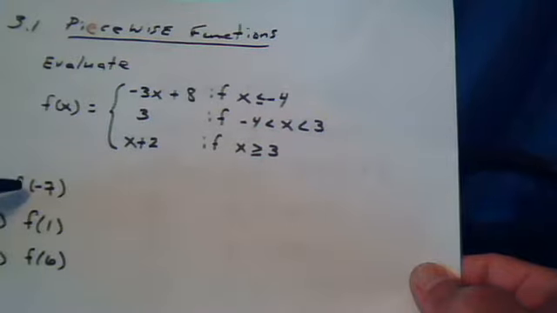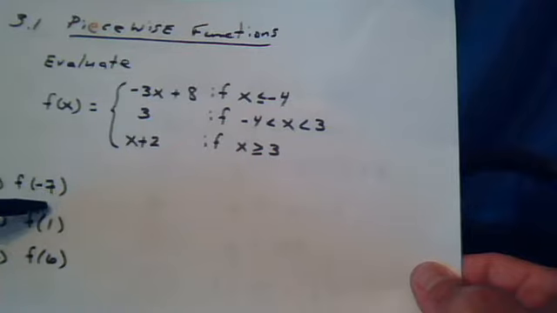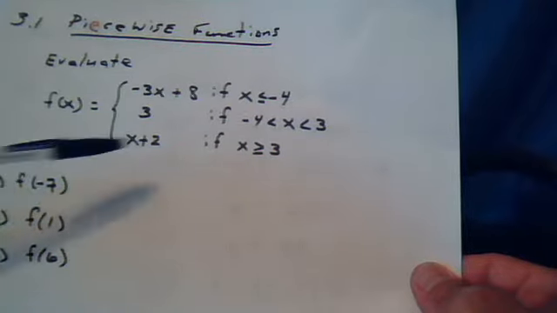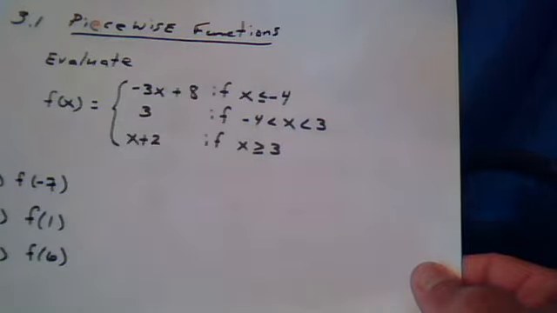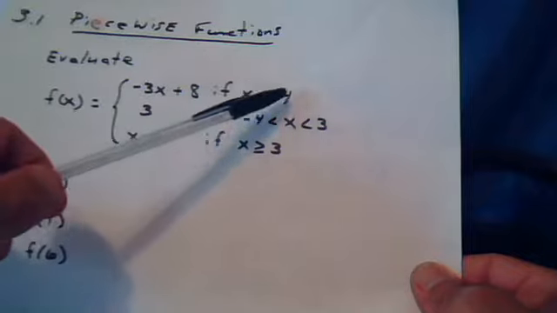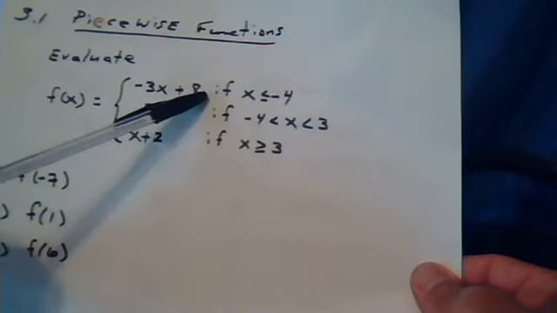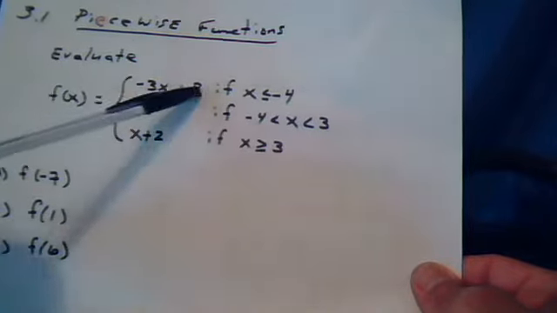For example, f of -7 means the x is -7. And x equal -7 is in which group? It's in the first group, since the first group includes those x's that are less than or equal to -4, in which case you would use this form of f of x.